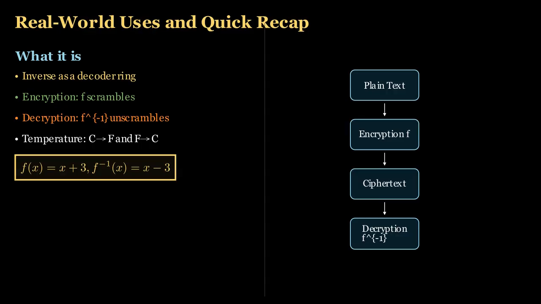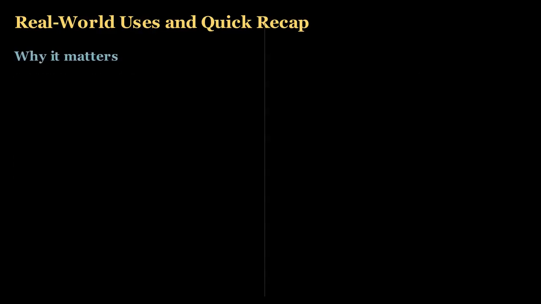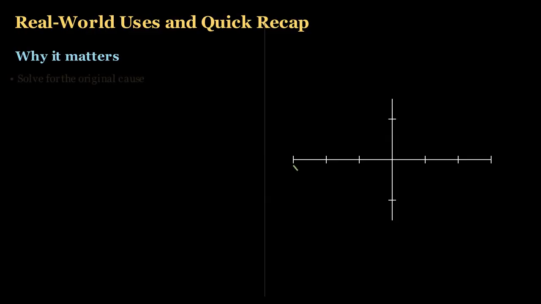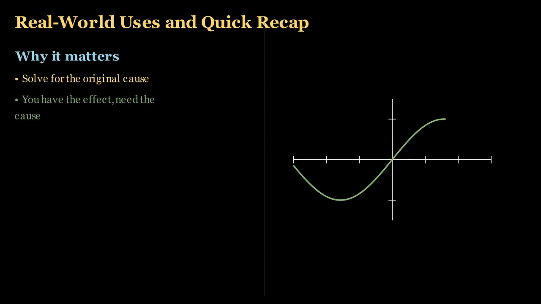You see a bank balance and want to know how long the money was invested. You feel the heat and want to know the Celsius temperature from a Fahrenheit reading. This is exactly the problem inverse functions were invented to solve. If a function takes a cause and gives you an effect, its inverse takes the effect and gives you back the cause.